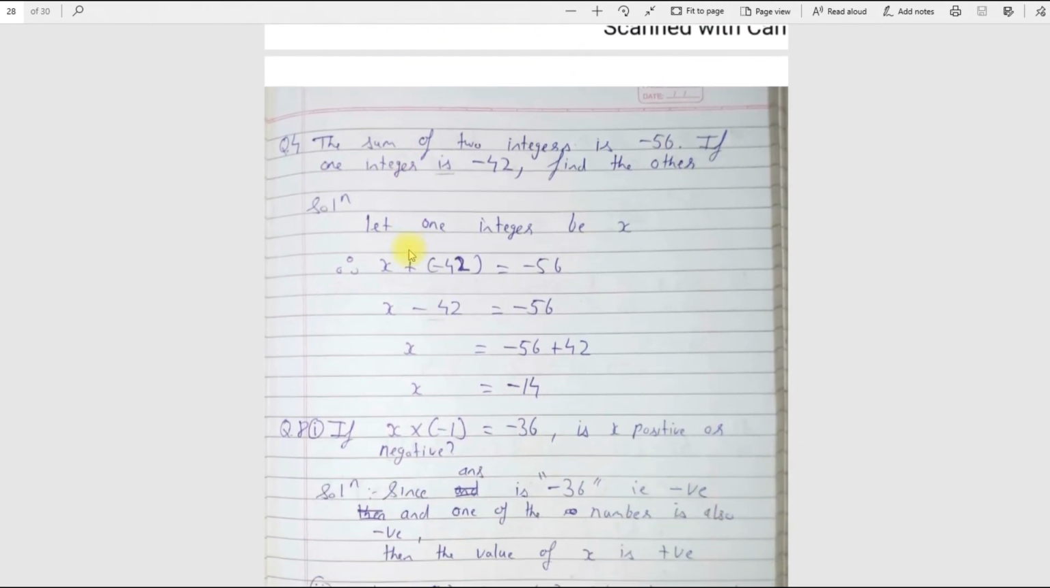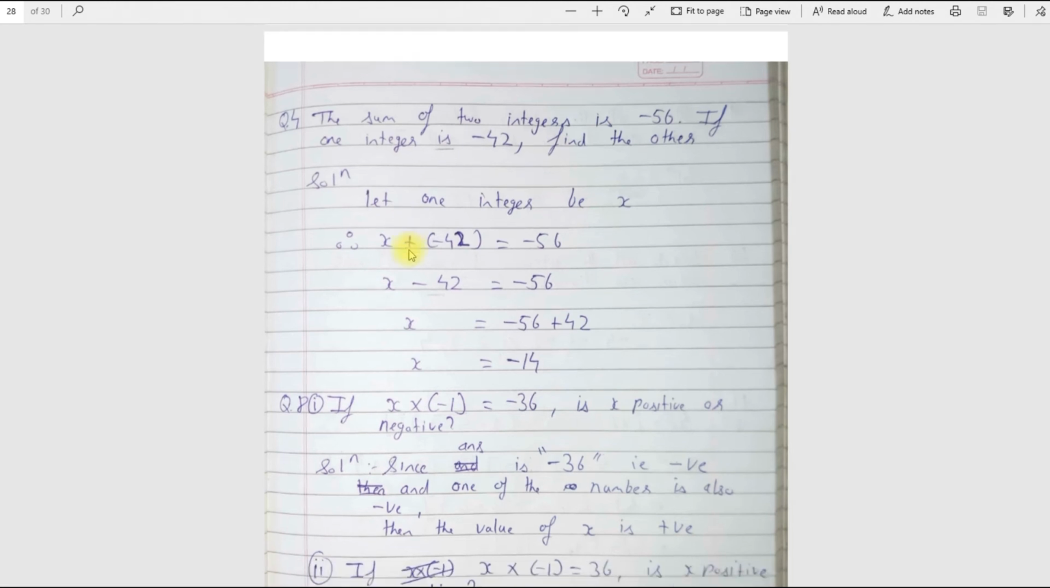Next, the sum of two integers is minus 56. If one integer is minus 42, find the other. It's the same type of sum. You can do it on your own.